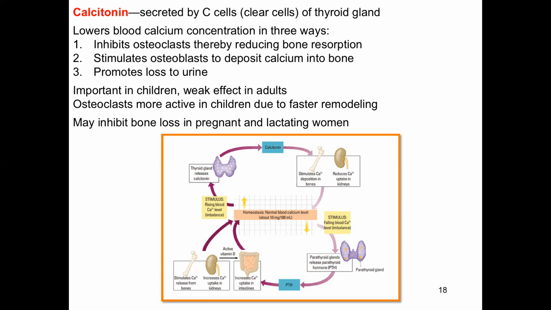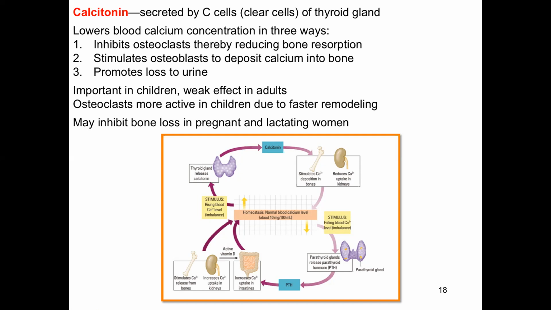It's more important in children. It's not as functional in adults, all right? And the reason for that is that the osteoclasts are a lot more active in children due to the remodeling that's taking place there. So you really need to have an extra balance on those osteoclasts, all right? The other thing it might help is to inhibit bone loss in pregnant women and lactating women, as you're making milk, right? So you don't want to do that. You need to keep your bones strong, all right?